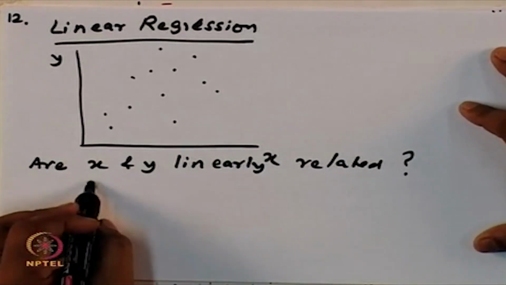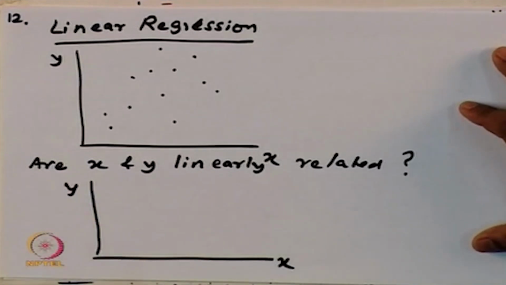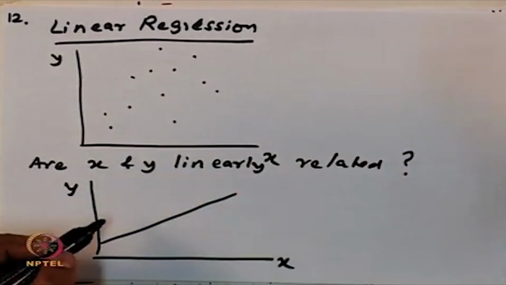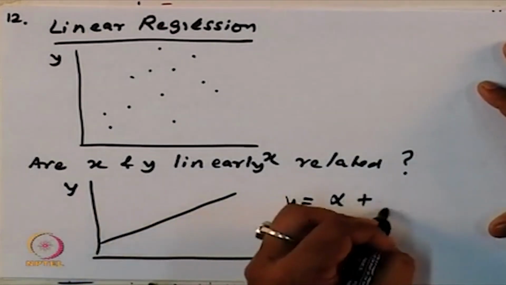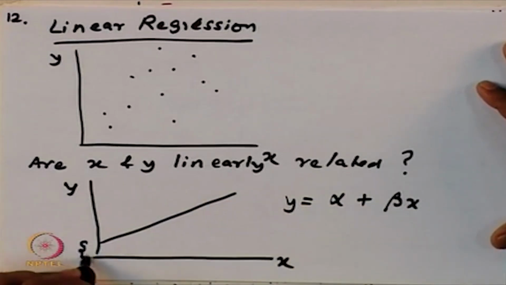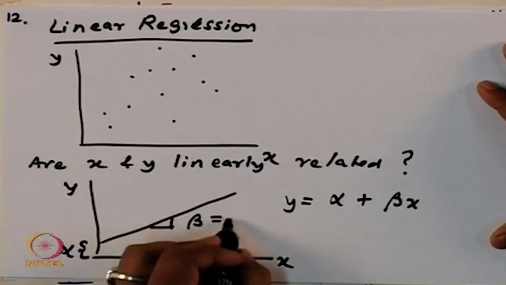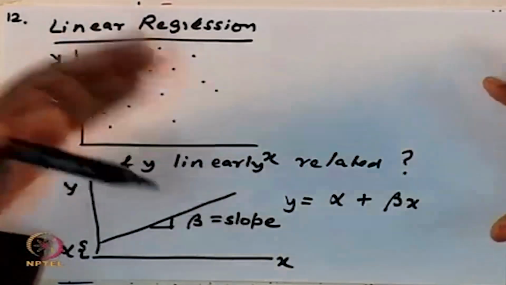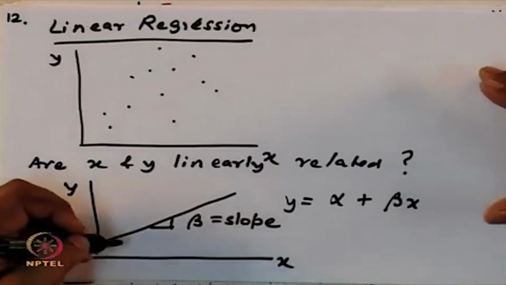So, if they were really linearly related in a deterministic sense, if you had all these points fall on a line exactly following a straight line equation, the equation of this line would have been something like alpha plus beta x, where the intercept is alpha and the slope is beta. But as you can clearly see from these data points, there is a scatter. So, they obviously do not fall on the given line.